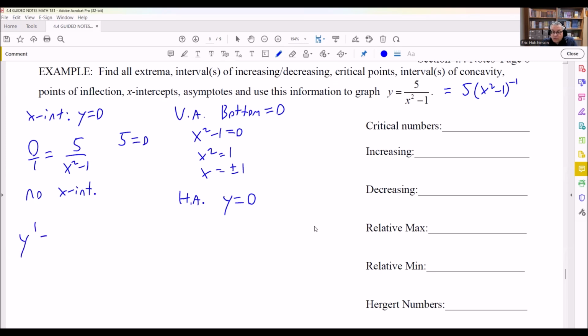So for y prime, we're going to bring down the power. So we're going to do minus 5, so negative 1 times 5. We do the derivative of the outside first.